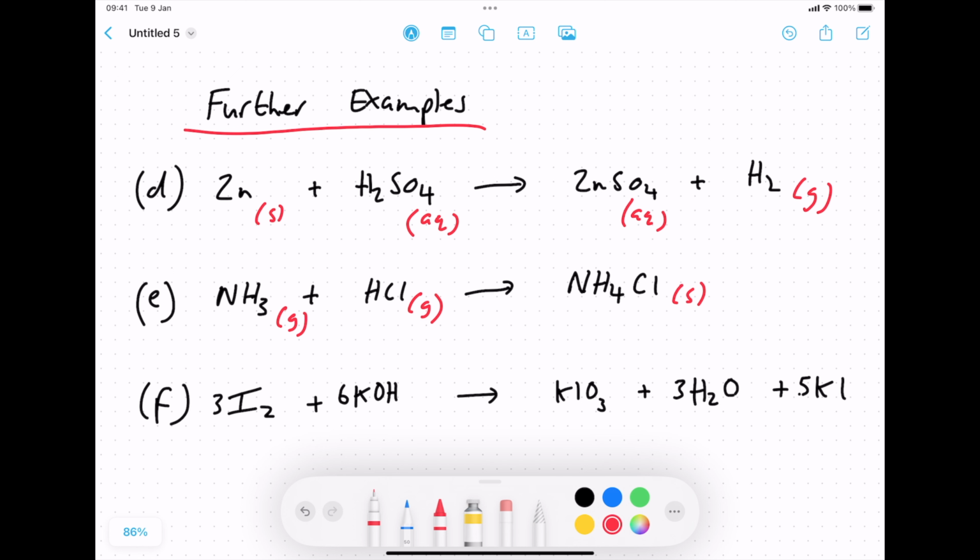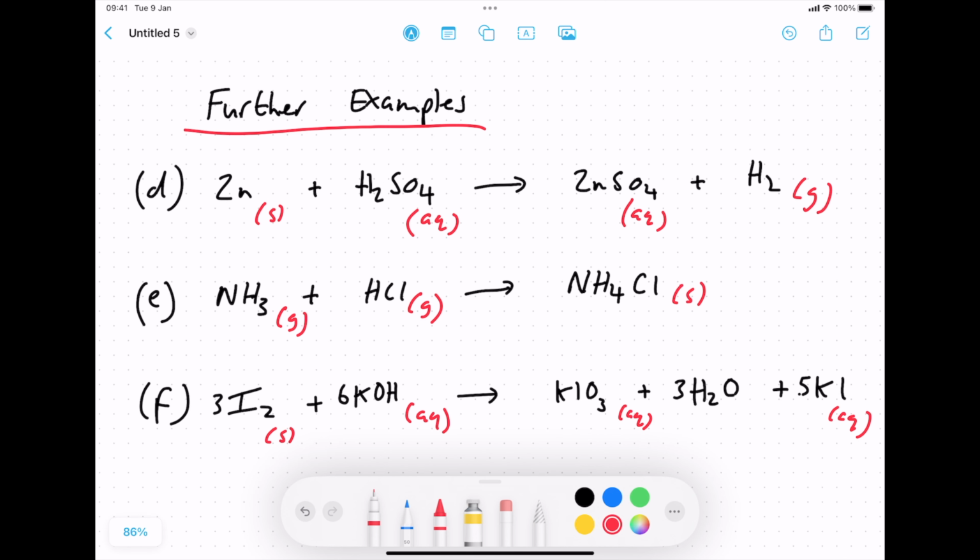So for E, it's an interesting one because it can be either gas state symbols for hydrochloric acid or hydrogen chloride and ammonia, or aqueous depending on the situation. Finally, for F, we start with the element first, iodine, solid at room temperature. Then we move to things we recognize, so group 1 salts. As you can see, they're always AQ, which leaves us with only one thing left to assign, which is water, obviously being a liquid. And that's it.